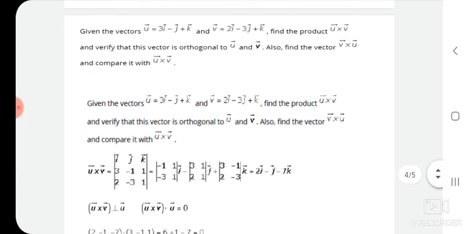Next, given the vector u is 3i minus j plus k and vector v is equal to 2i minus 3j plus k. Find the product u cross v and verify this vector is orthogonal to vector u and vector v, and also find v cross u and compare it with u cross v. Means in this problem we have to find the cross product of u with v and v with u. Then we have to check the vector is orthogonal to u and v.